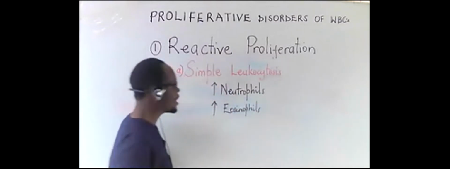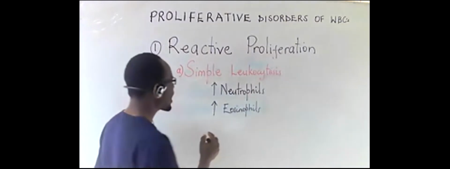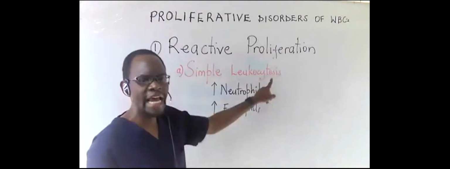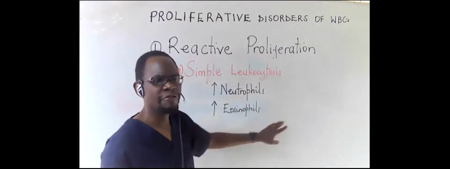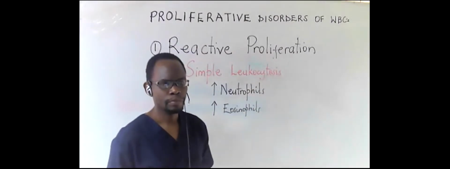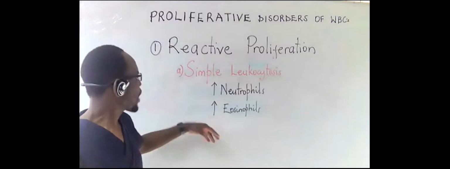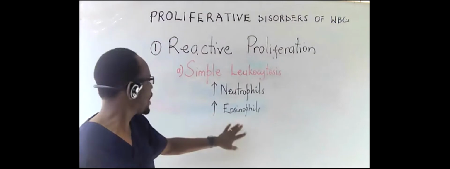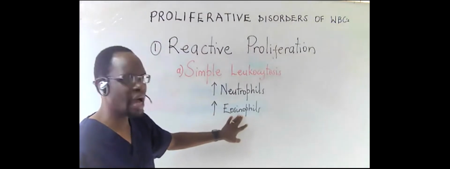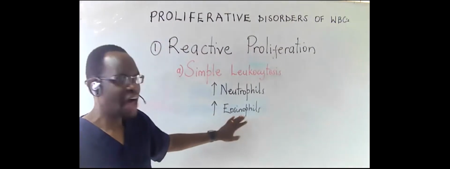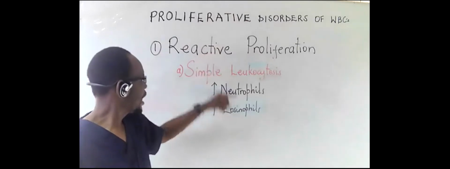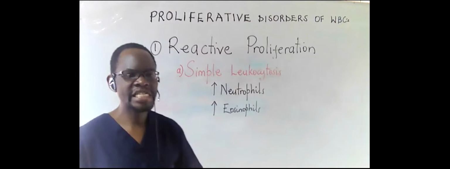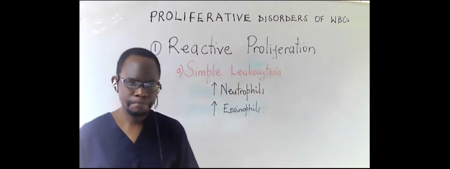You can have an increase in number of eosinophils, and this is what we call eosinophilic leukocytosis or eosinophilia. I repeat, in case of maybe parasitic infections, you can have an increase in number of eosinophils, and this is referred to as eosinophilic leukocytosis or eosinophilia.